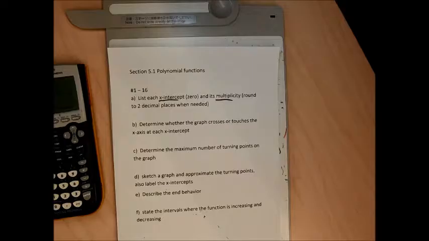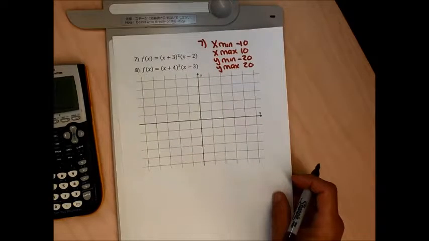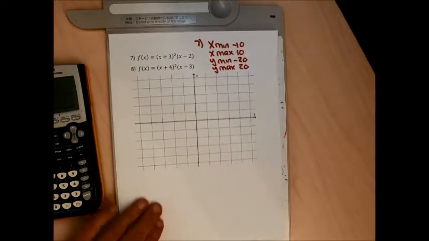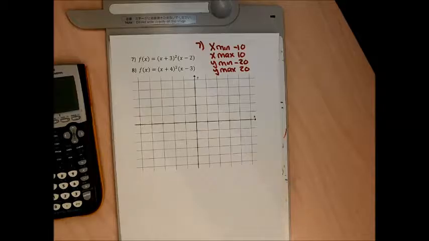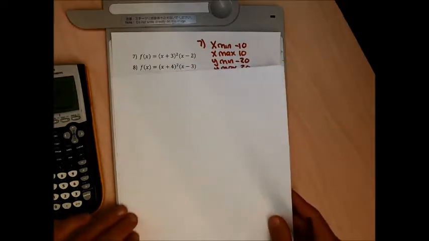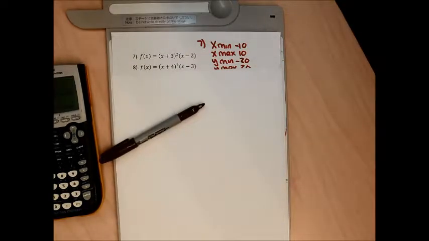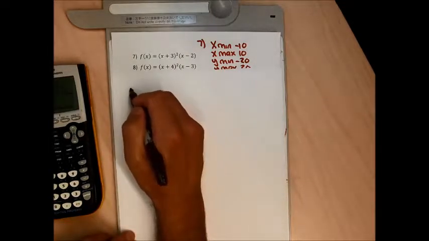I'm going to move on to number 8. And then the first thing I'm going to do in number 8 is part A. I'm going to find the x-intercepts and the multiplicity. So for 8A, I need to do the x-intercepts.